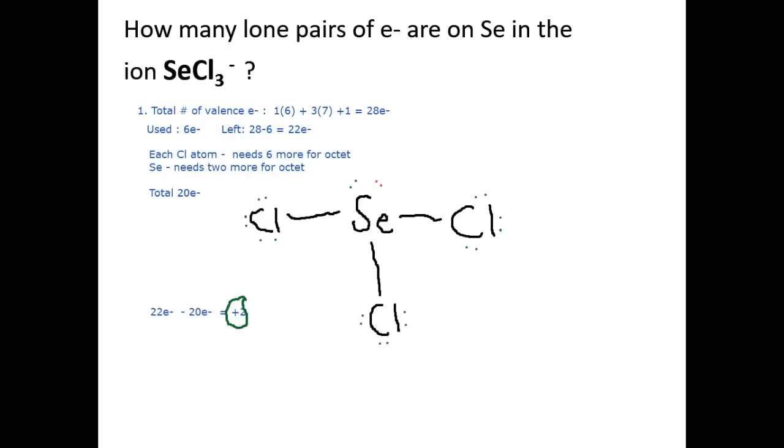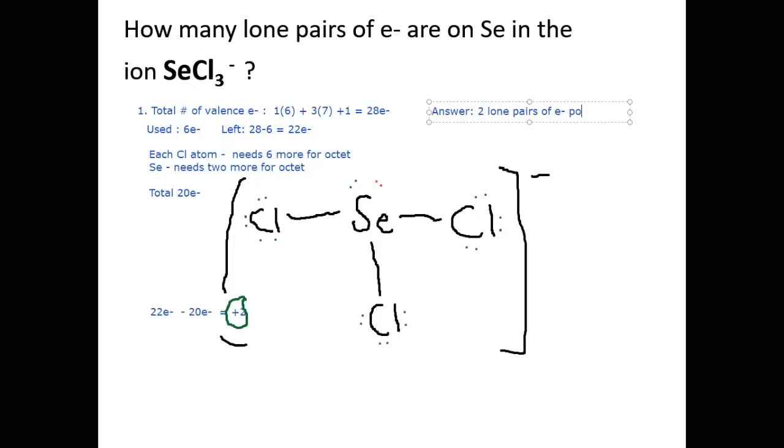And so, one last thing, we've got to put it in brackets. And then the charge. Okay. So, the lone pairs on the selenium, the answer would be two lone pairs. So that would be the answer to the question. Again, this is just a refresher on how to draw Lewis structures of expanded octets. So hopefully it was informative.